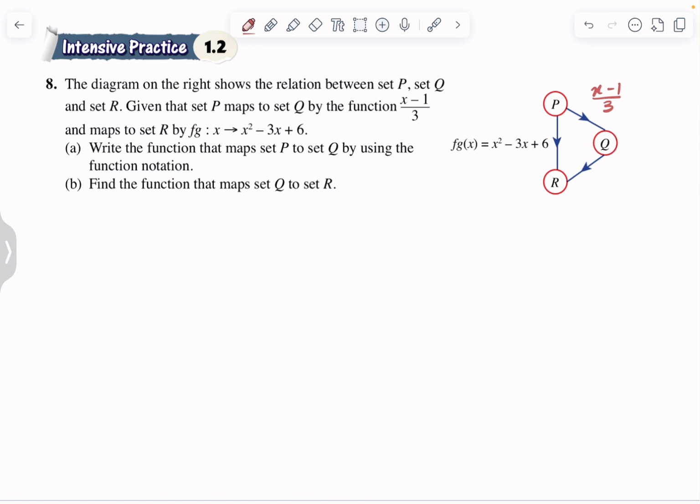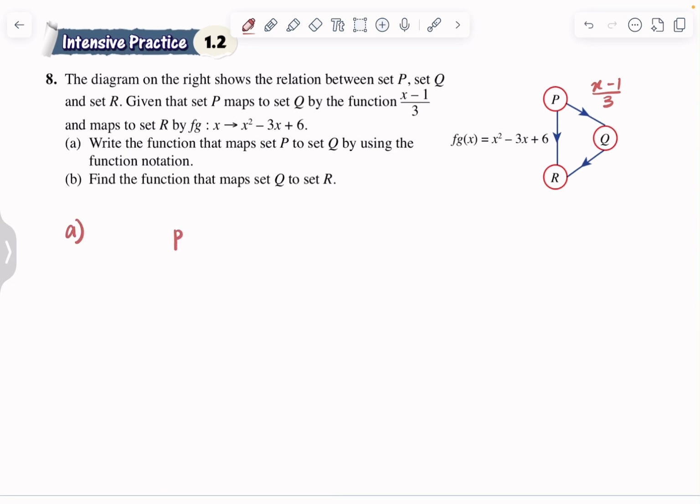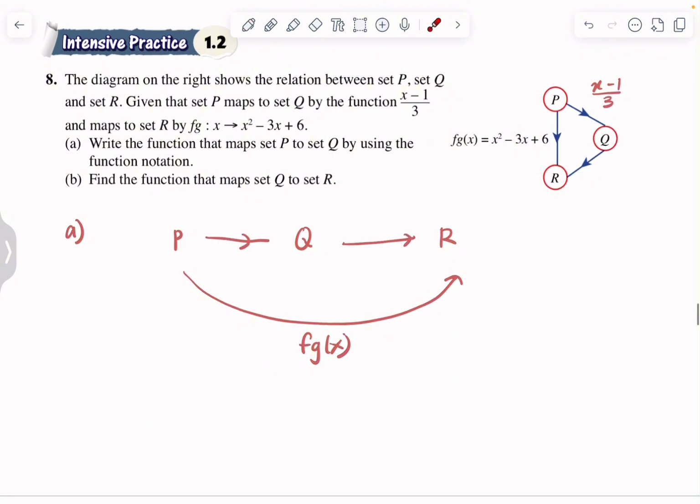Before we do that, I like to draw it on a straight line. So this is P, this is Q, and this is R. Going from P to R is fg(x). Going from P to Q and Q to R, it won't be f(x) and g(x) like this. Here will be f(x) and this will be g(x). Then only we can get fg(x).